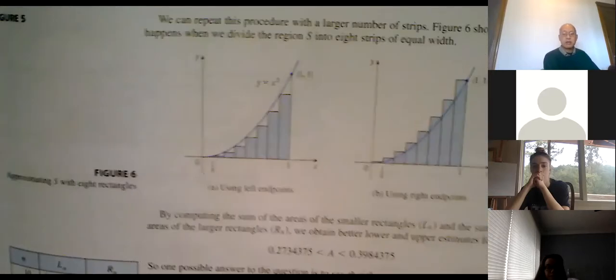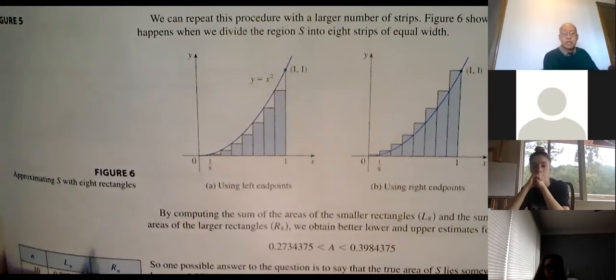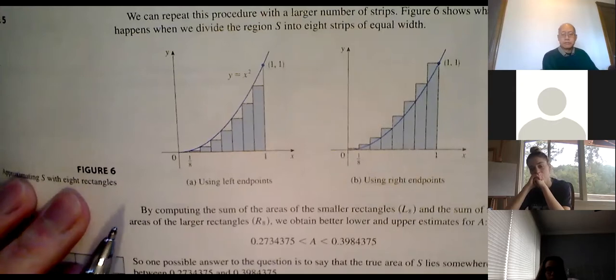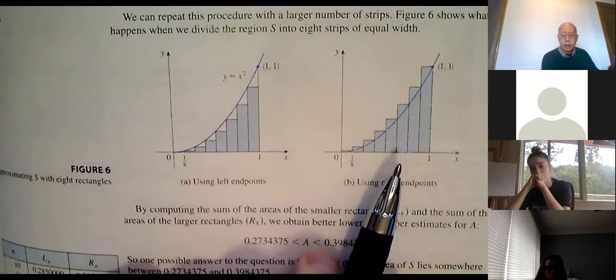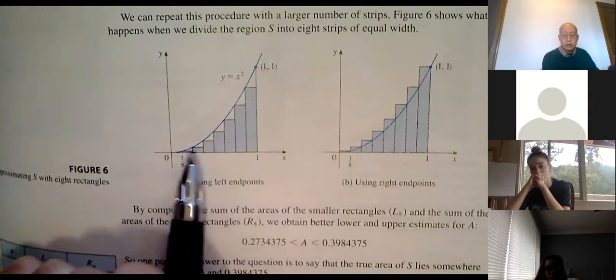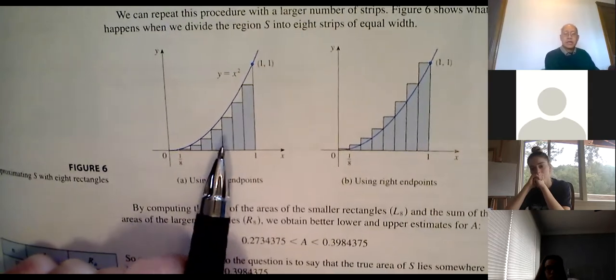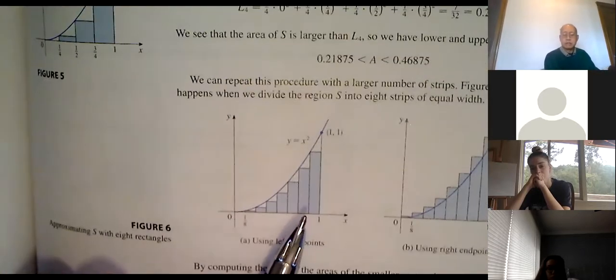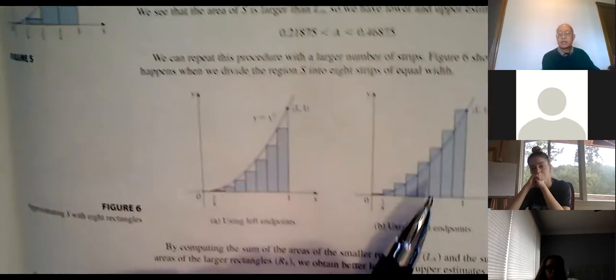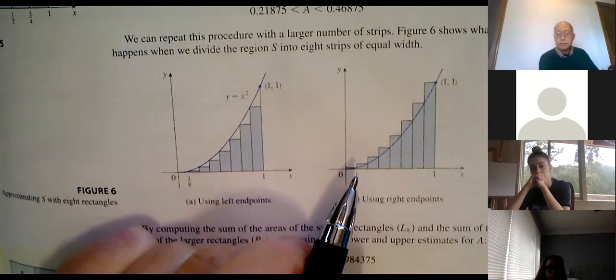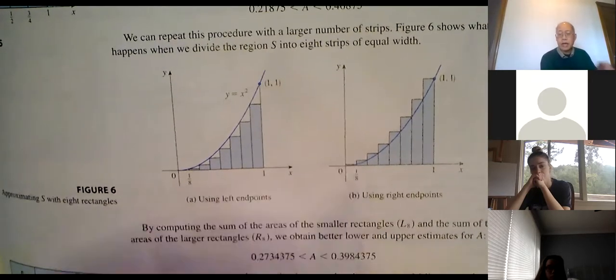Okay. Now what are they doing in figure 6? Same thing with 8 rectangles. Left endpoints, right endpoints. Okay. So chop it up in 8 pieces. Take a look at this compared to this. This one's better. It's still an underestimate, but it's better. And take a look at this compared to this. This one's better. Still an overestimate, but I got better.